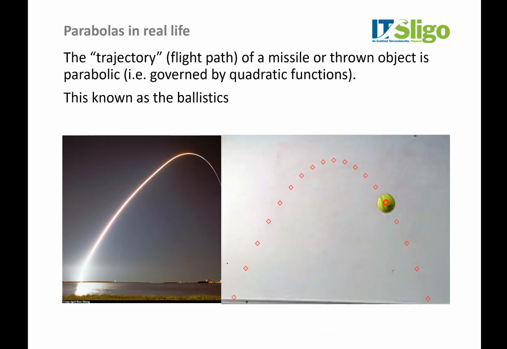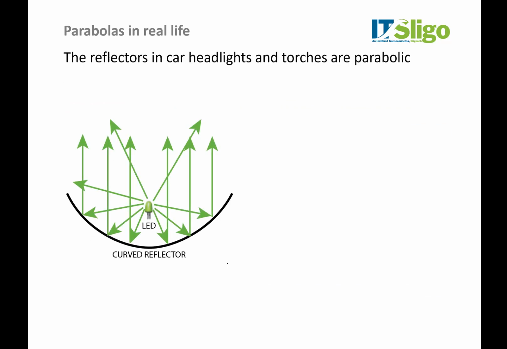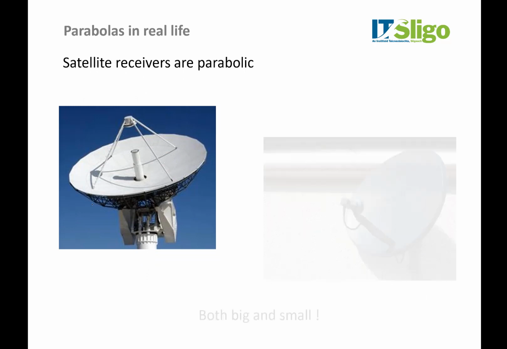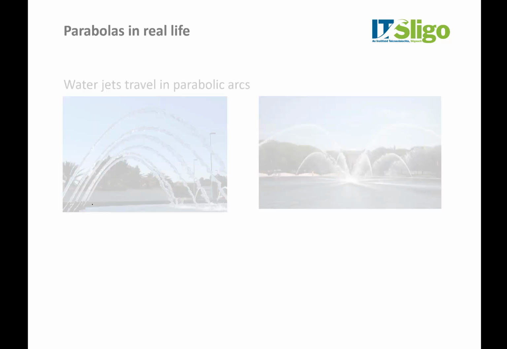Same with a tennis ball, exact same philosophy going on. Car reflector, so any kind of reflector in your car headlight, that shape is parabolic. Same for a solar collector if you're using solar thermal tubes on your roof to gather the sunlight. All satellite receivers, big and small, parabolic.